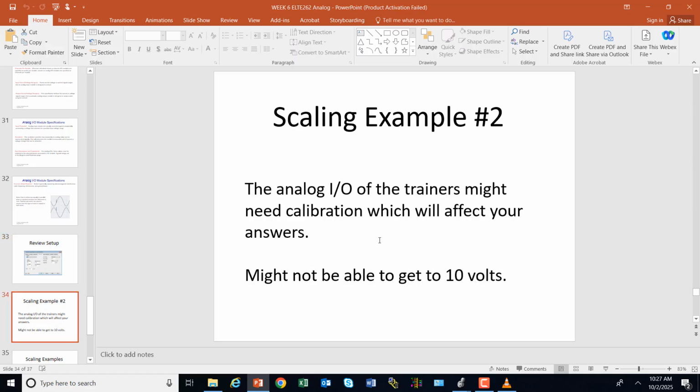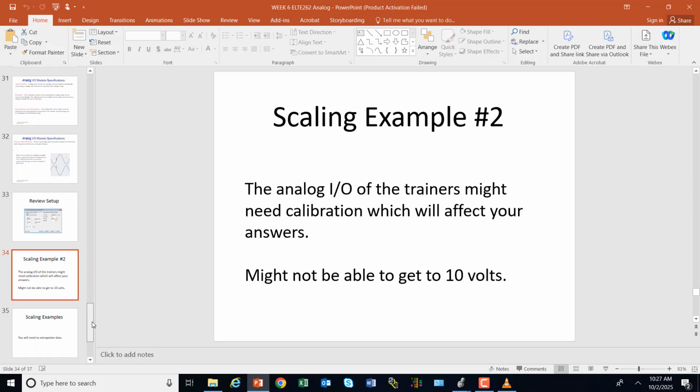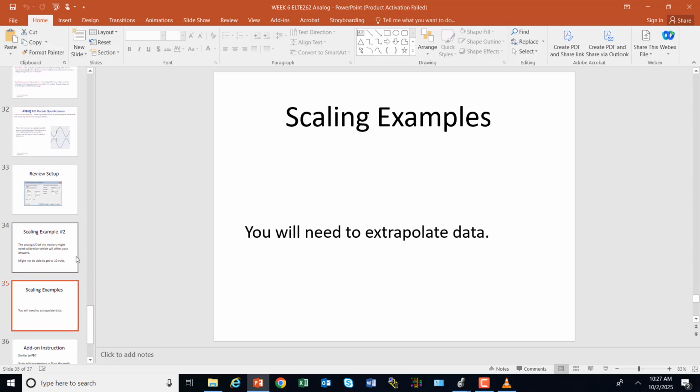Okay, so I got some scaling examples here. Like I said, the analog trainers might need a little bit of calibration. We can take a look at them and be sure. So we're going to talk about some scaling examples. We're going to need to do a little extrapolation. So you have these in the handouts that I gave you, and I'm going to go through them fast, but you can always rewatch this video to be sure that you understand what's going on.